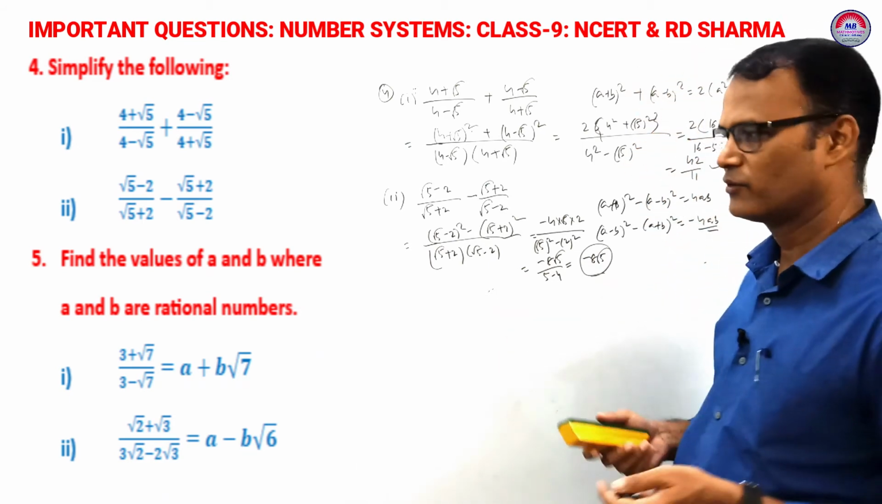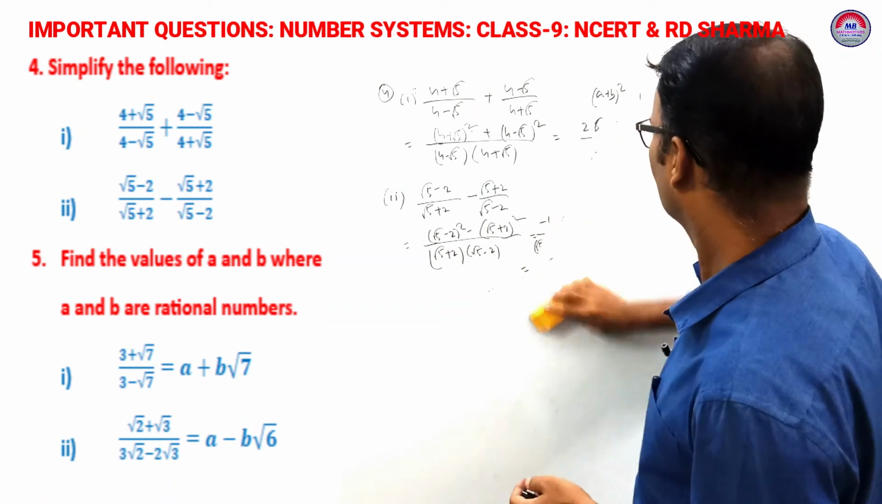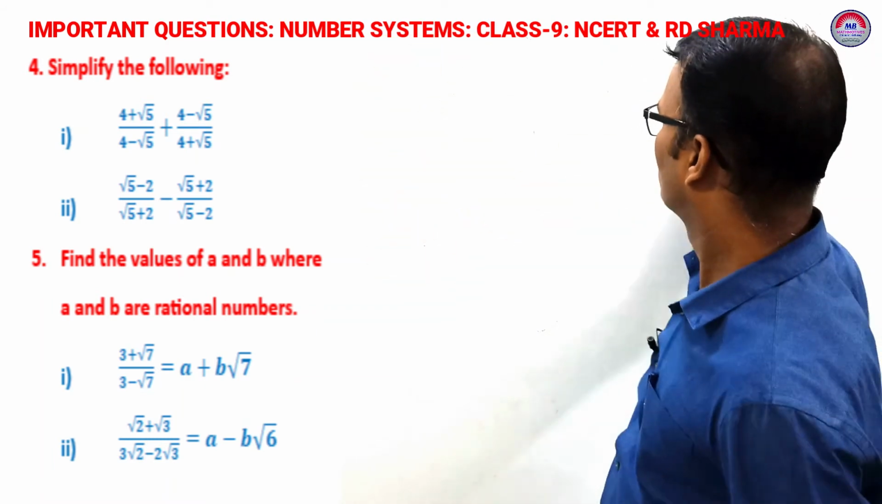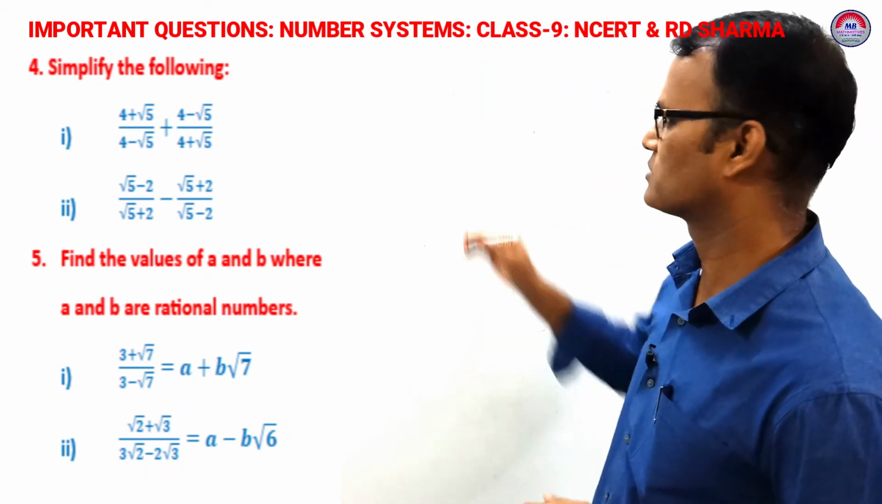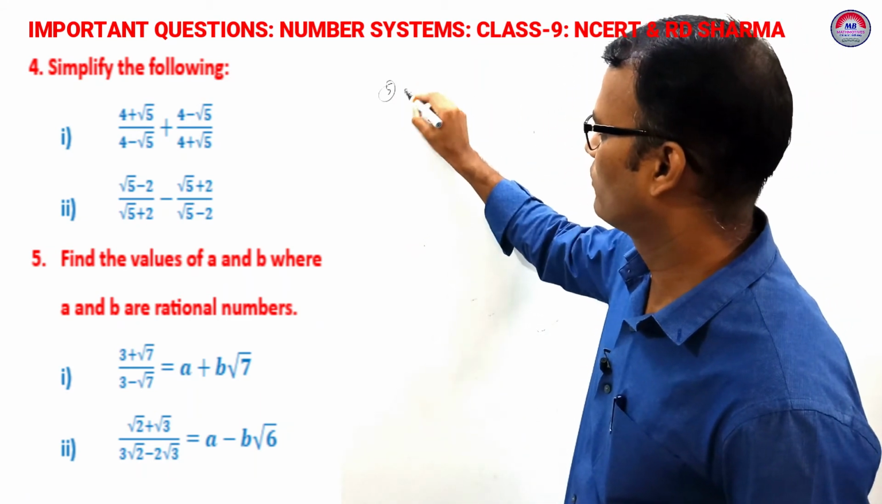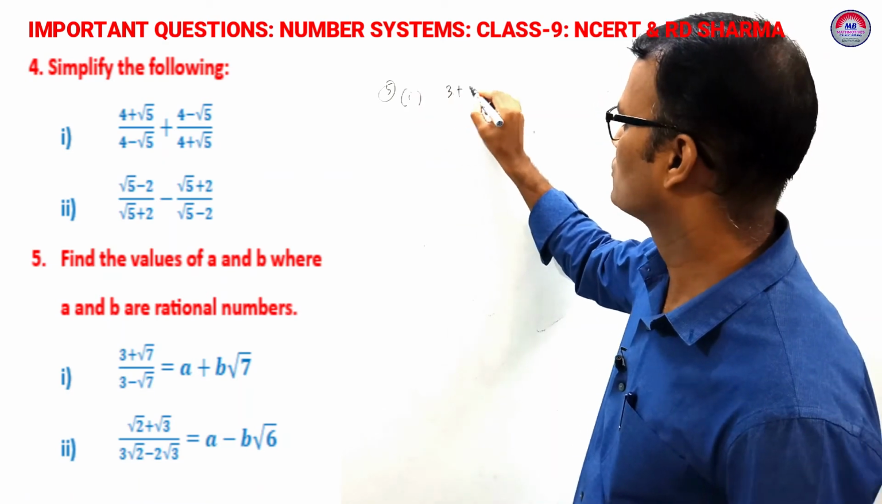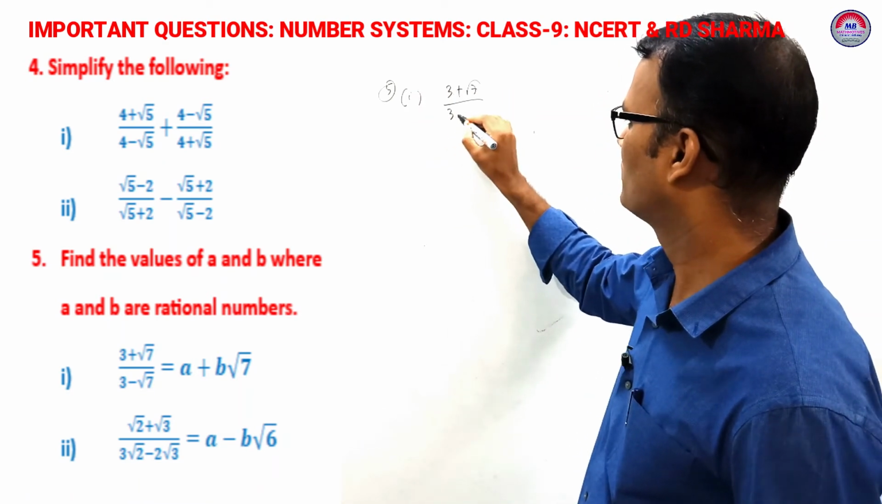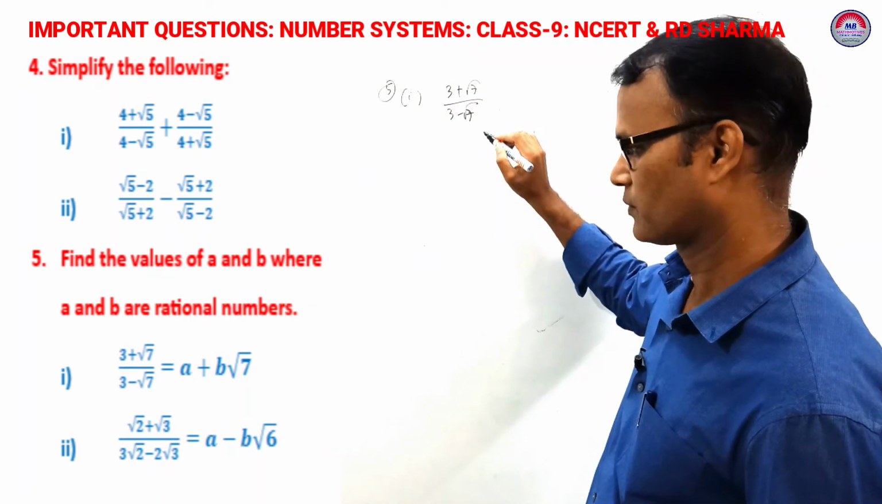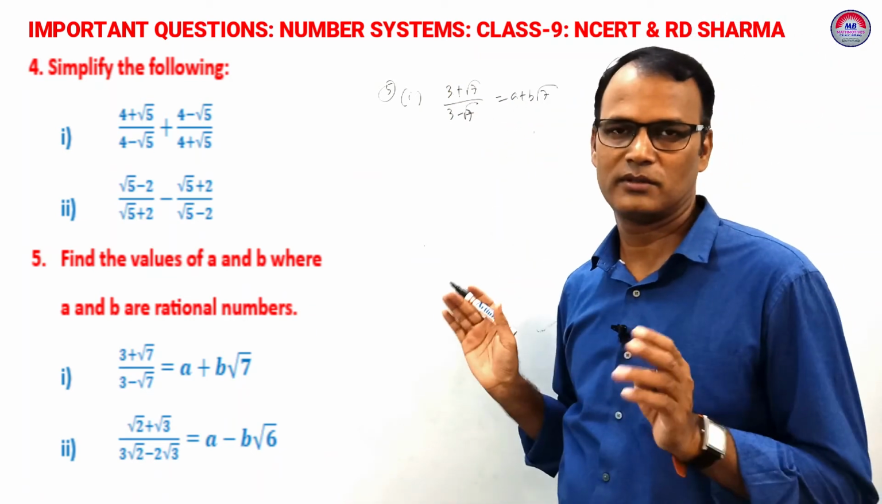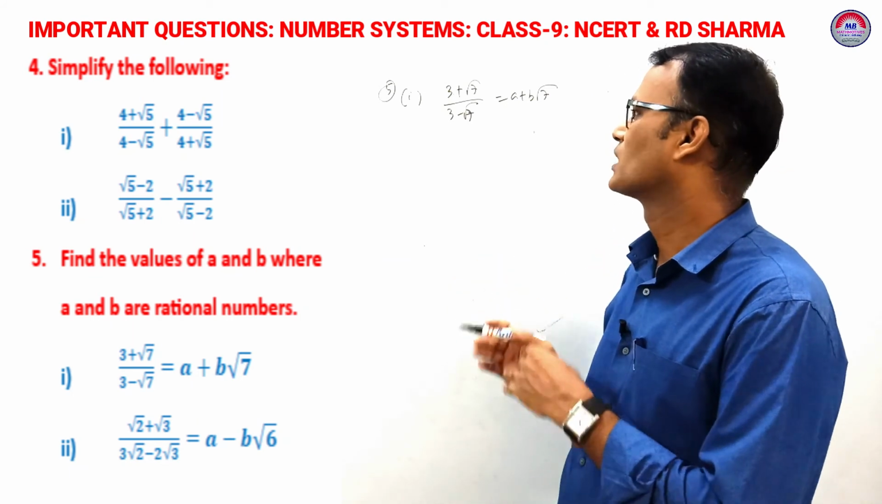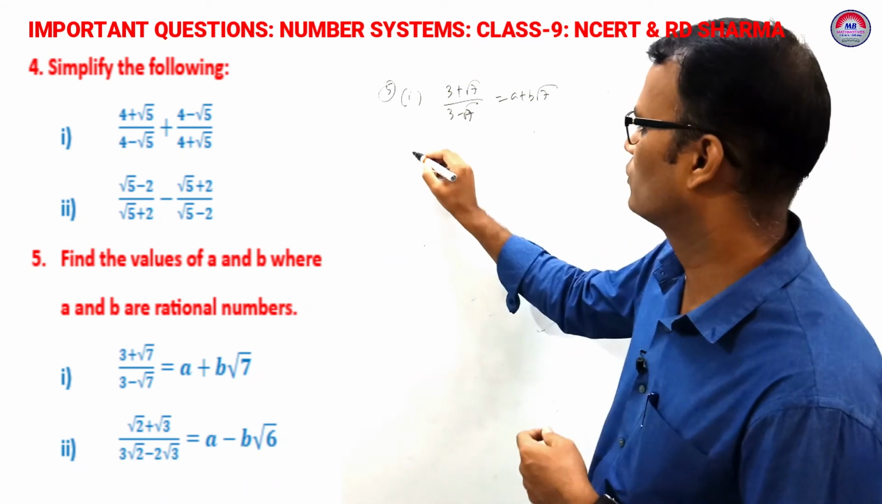Question number 4 finished. Now you see question number 5. Find the value of a and b where a and b are rational numbers. Now you do bit 1: 3 plus root 7 divided by 3 minus root 7 equal to a plus b root 7. Okay, this type of question is very important, so practice this question. How to do it?